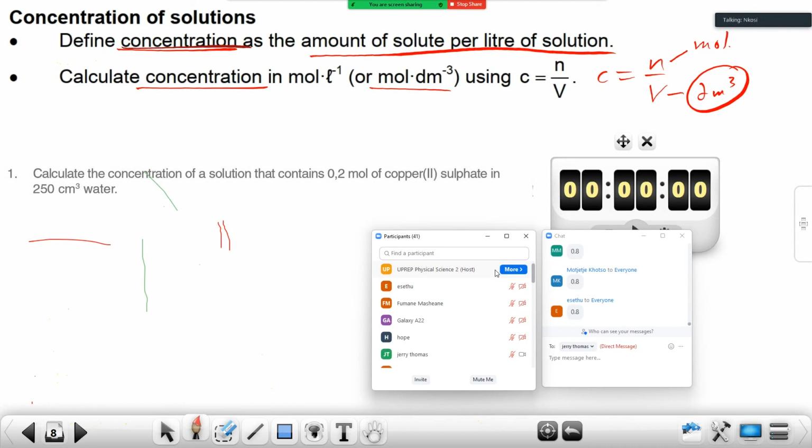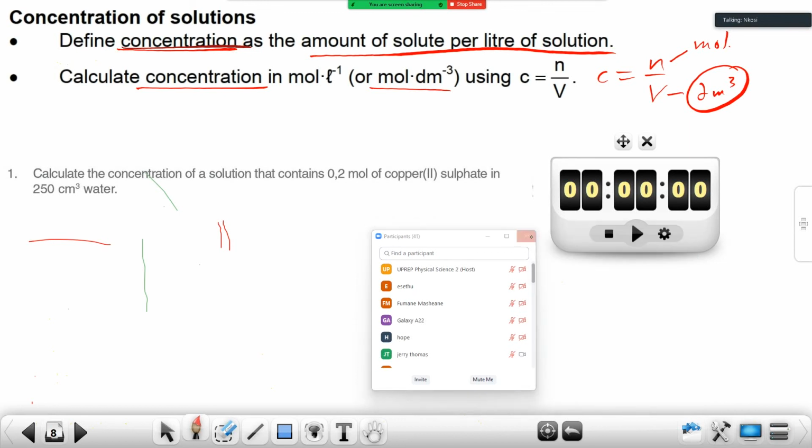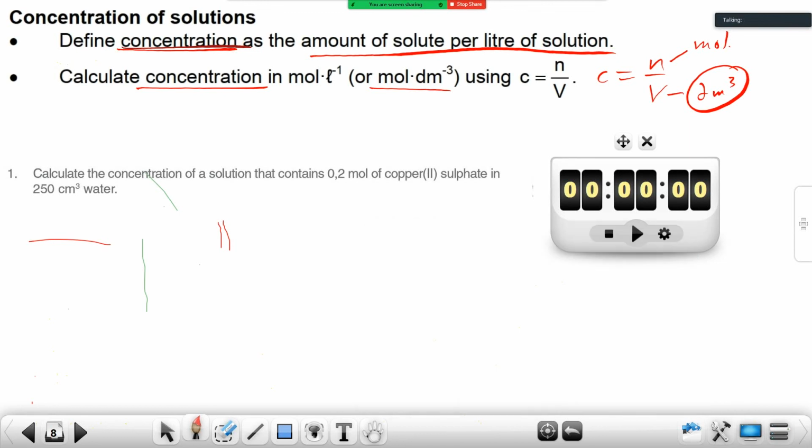Thank you very much, guys. We are no longer accepting answers. So the most common answer is 0.8. And let's confirm if that is true.